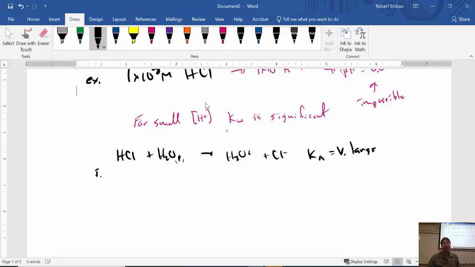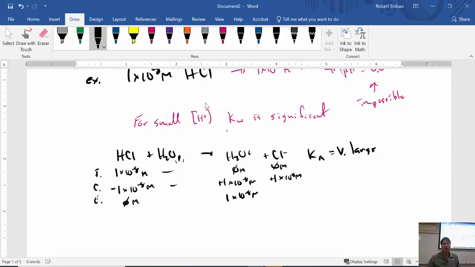If we don't have a numerical value for K, then we're just going to make an assumption. A is very large, so we'll assume it goes 100%. So this is 1 times 10 to the minus 8 molar. This is nothing here and nothing here. And so we're going to assume complete reaction. 1 times 10 to the minus 8 molar here, plus 1 times 10 to the minus 8 molar here, plus 1 times 10 to the minus 8 molar here. And so at equilibrium we should have 0 molar HCl, 1 times 10 to the minus 8 molar H3O plus, and 1 times 10 to the minus 8 molar Cl minus.